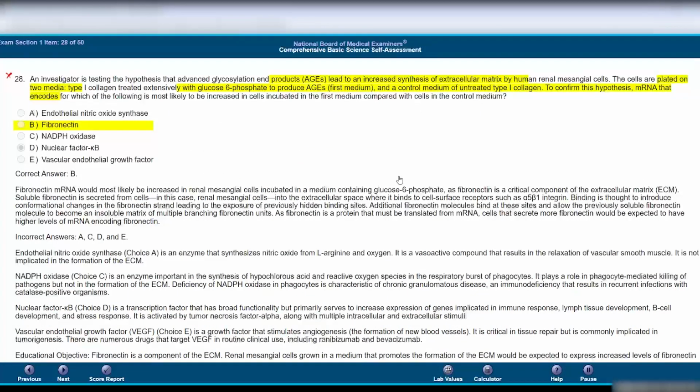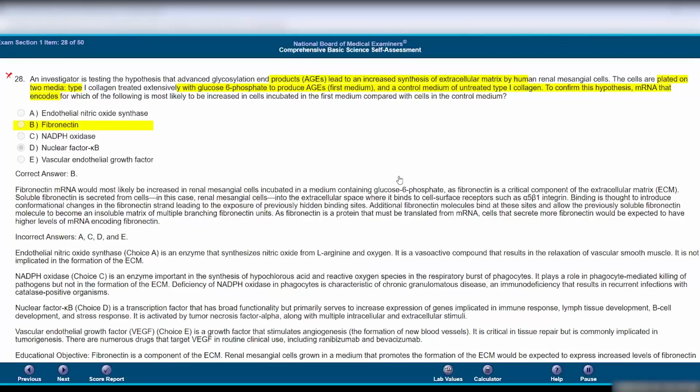So an investigator is testing the hypothesis that advanced glycosylation end products lead to an increased synthesis of ECM by human renal mesangial cells. The cells are plated on two media, type 1 collagen treated intensively with glucose 6-phosphate to produce AGEs, and a control medium of untreated type 1 collagen. To confirm this hypothesis, mRNA that encodes for which of the following is most likely to be increased in cells incubated in the first medium compared to cells in the control medium?